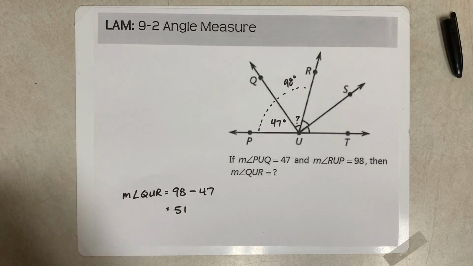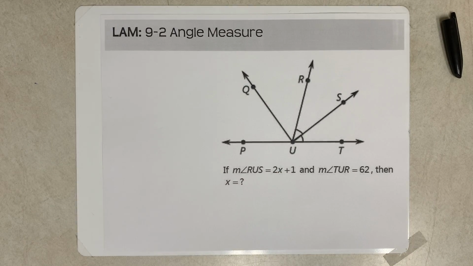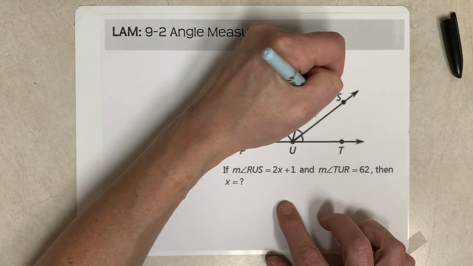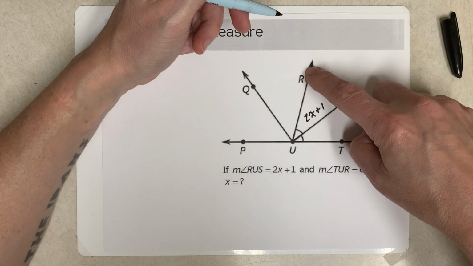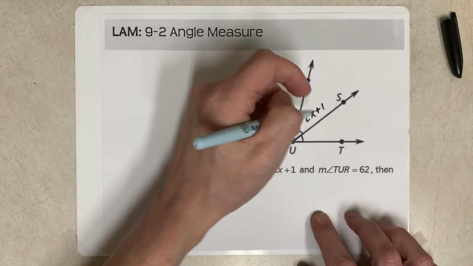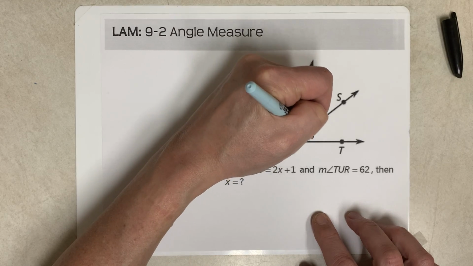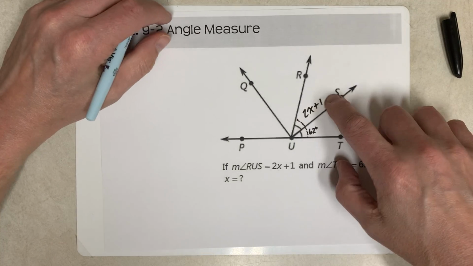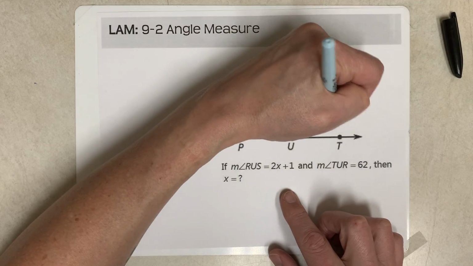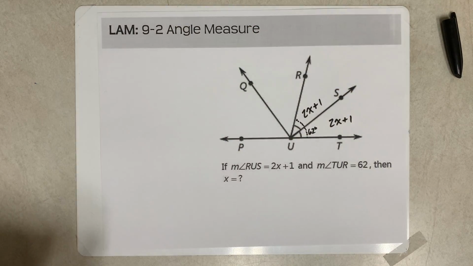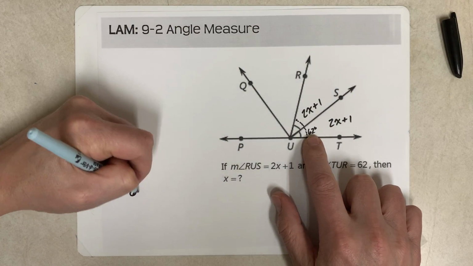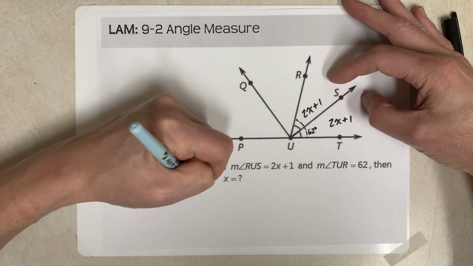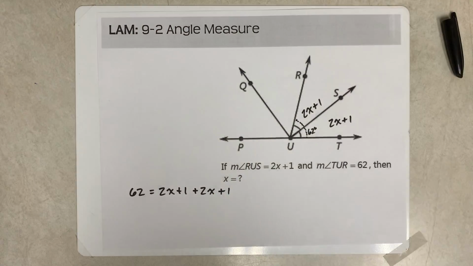All right, our next one we have, same diagram. This time we have RUS is 2x plus 1. And TUR, the whole thing, is 62. So let's do this. So the whole thing is 62. And one of them is 2x plus 1. Well, if this one's 2x plus 1 and they're both congruent, then this one must be 2x plus 1 also. And so then what we need to do is set that 62, which is the whole, equal to the sum of these two, which are equal, 2x plus 1 plus another 2x plus 1. And we're going to solve for x.